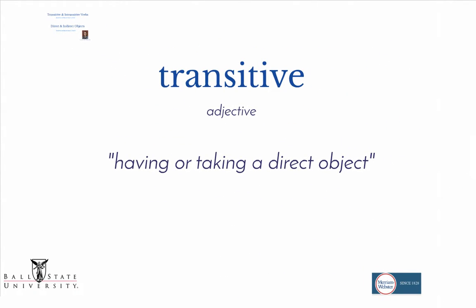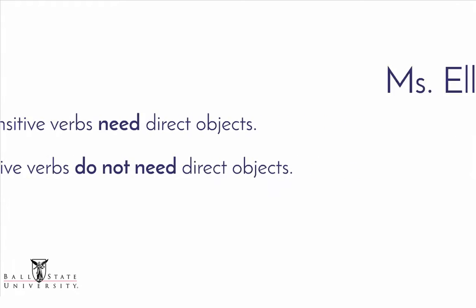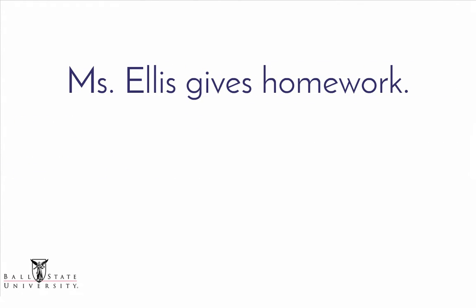Let's look at the meaning of transitive. Transitive, according to the Merriam-Webster dictionary, means having or taking a direct object. Therefore, transitive verbs need direct objects. Intransitive verbs do not. For transitive verbs, a direct object completes the meaning of the sentence.